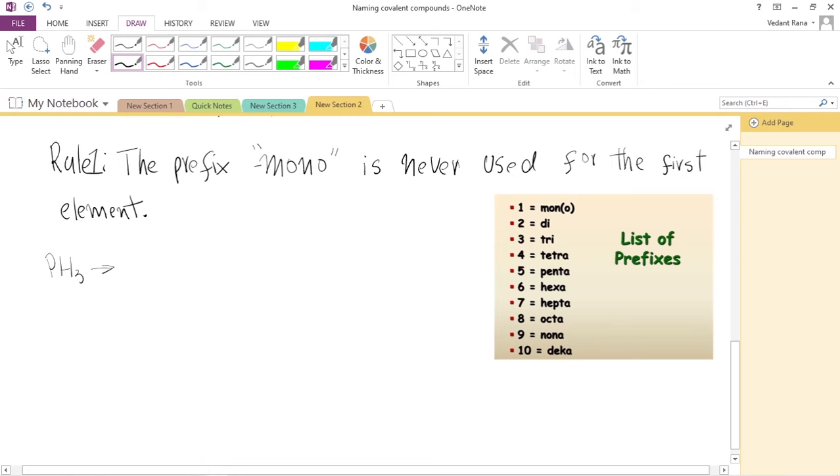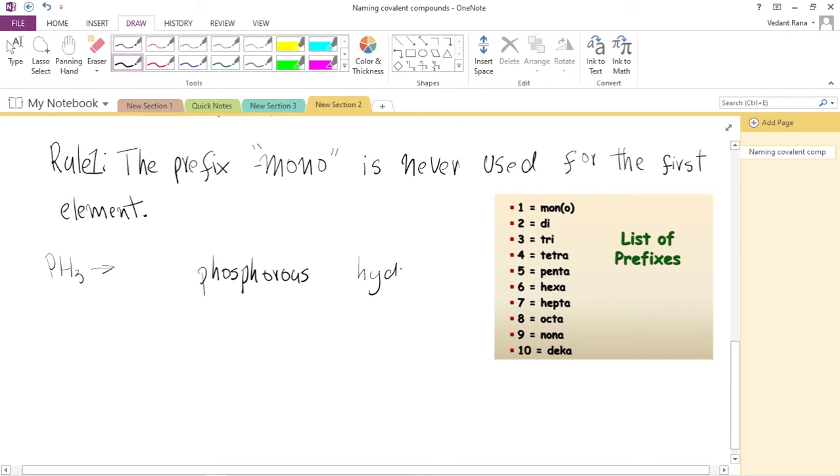So the first rule which we'll discuss is this one. The prefix mono is never used for the first element. So by that we mean, let's learn this rule through an example. So PH3, first we identify whether the compound is covalent or ionic. Phosphorus and hydrogen are both non-metals, and because they're non-metals, PH3 has to be a covalent compound. Then we identify the first element in the compound. P stands for phosphorus, so we write phosphorus. Then we identify the second element, and we write its name with IDE.